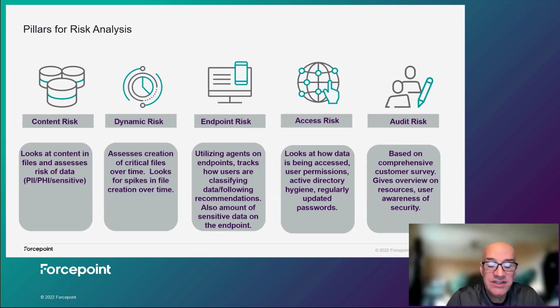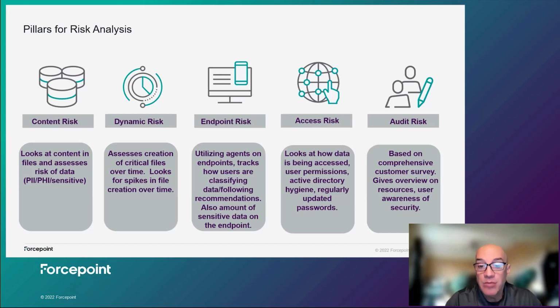First one is around content. So what happens is the Forcepoint Data Visibility looks inside the content and identifies PII, PHI, sensitive data, and is able to find out what's going on with that file. There's a dynamic risk. What that is, it looks over time and looks for anomalies. So if there's a lot of sensitive information that's created and it's anomalous to what's typically done in a particular month, that's also another sign, and it's showing risk.